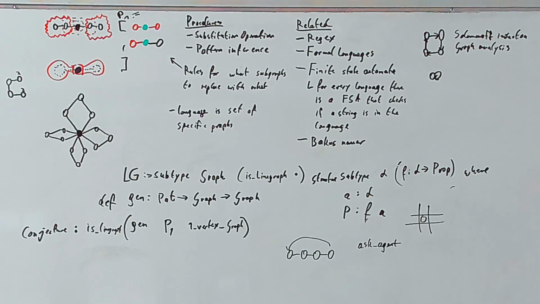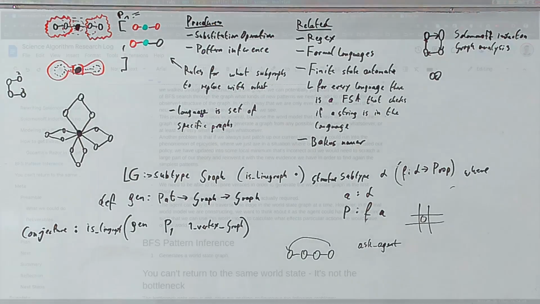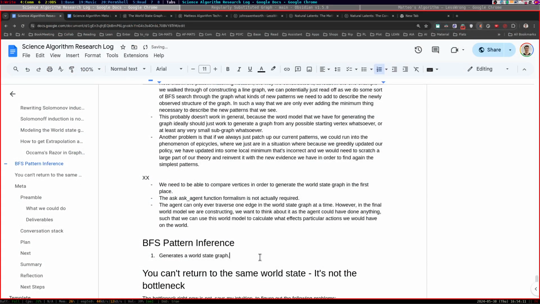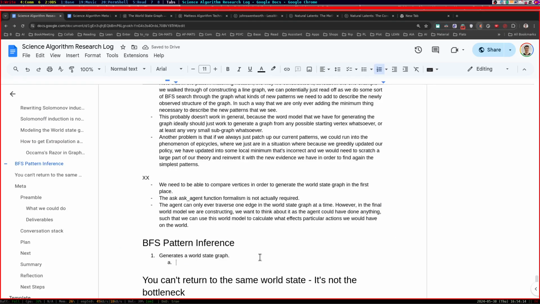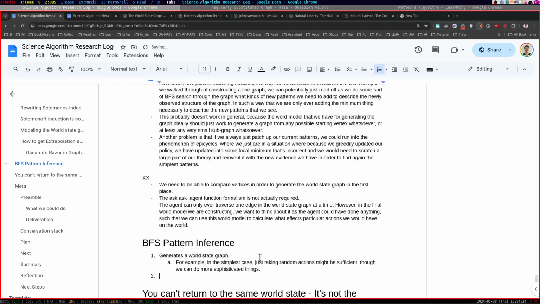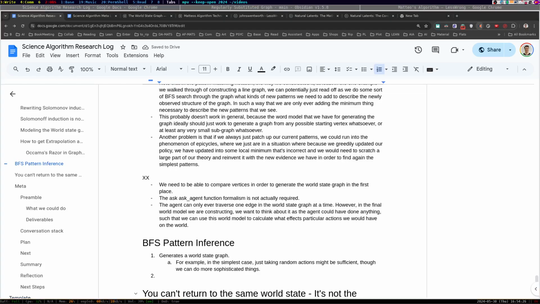Are you drawing somewhere? I'm writing this here. For example, in the simplest case, just taking random actions might be sufficient, though we can do more sophisticated things. It would work for very simple worlds, at least.